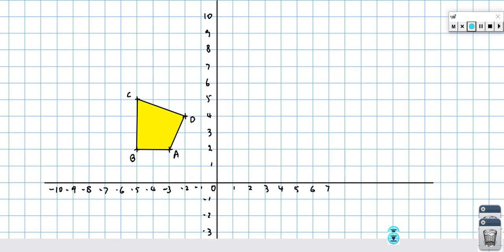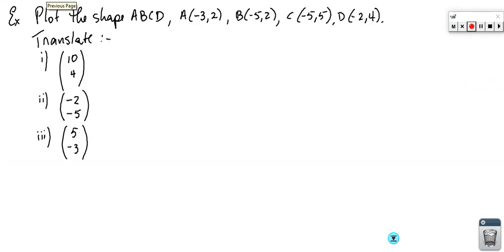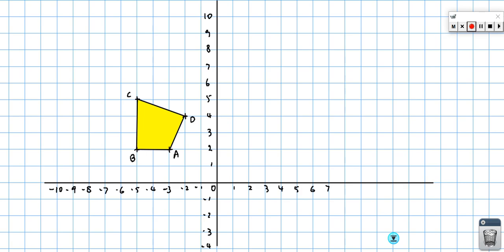Now we're going to transform the shape using the vectors. First vector was vector 10, 4. 10, 4 meaning I have to start from one point, doesn't matter which point. For example, I'm going to start with point C. I'm going to move 10 on the x-axis, plus 10, and then 4 on the y-axis. So point C is going to be 1, 2, 3, 4, 5, 6, 7, 8, 9, 10, and 4. 1, 2, 3, 4. So my point C now is that point there.